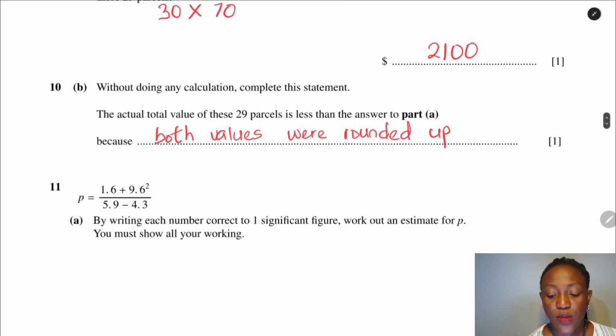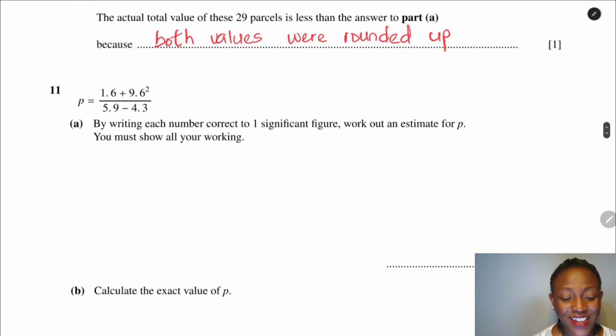All right. Now it's getting more interesting. Okay, now we've been told that by writing each number correct to one significant figure, work out an estimate for P. So P here is given by 1.6 plus 9.6 raised to power 2 divided by 5.9 minus 4.3. So remember, you need to remember your BODMAS here. You have to deal with the numerator separate from the denominator before you finally divide.